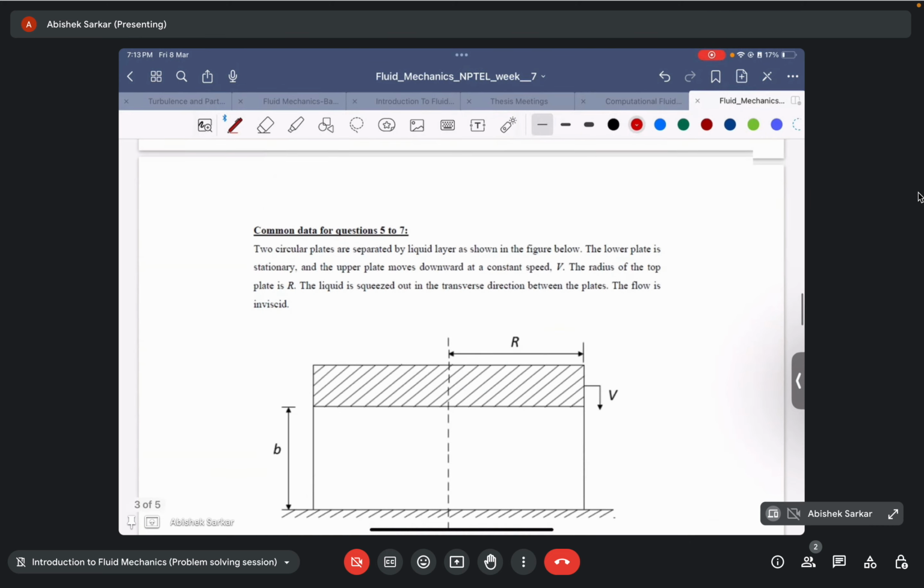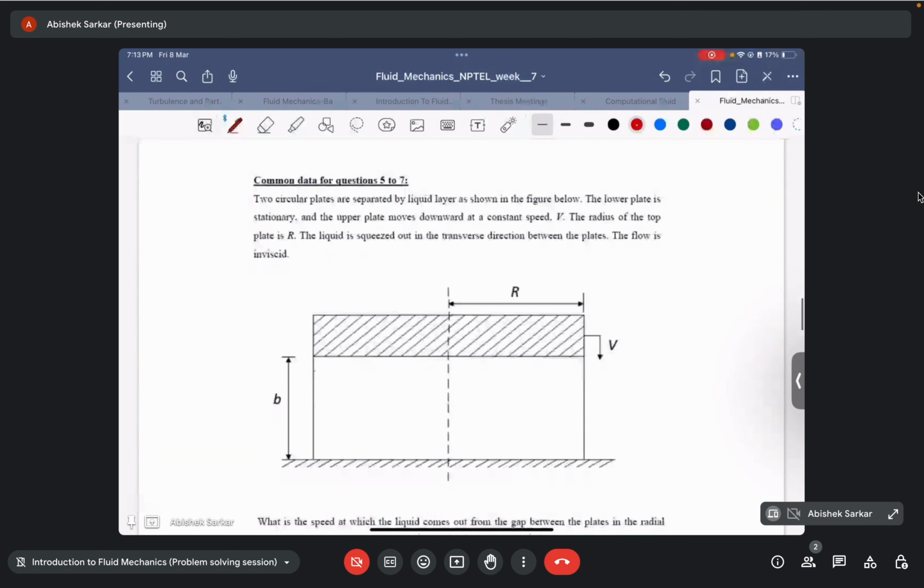Let us look into the next question. This is a problem similar to the problem that we just discussed. That was a flow through porous media, or a porous surface, because there was a flow through the wall.